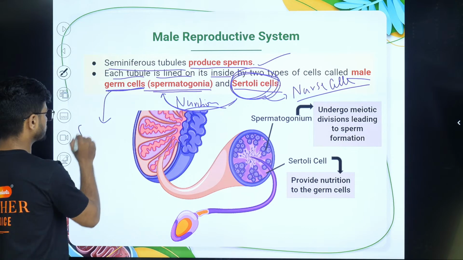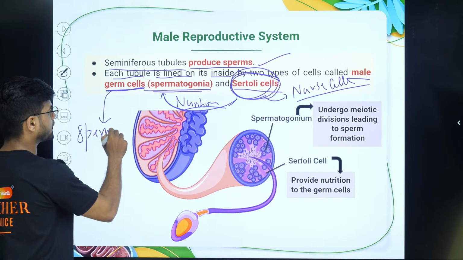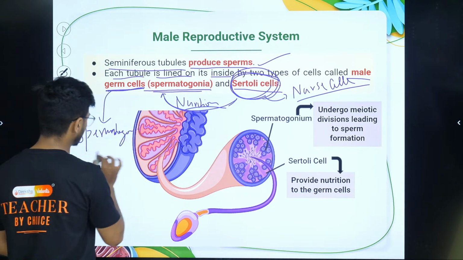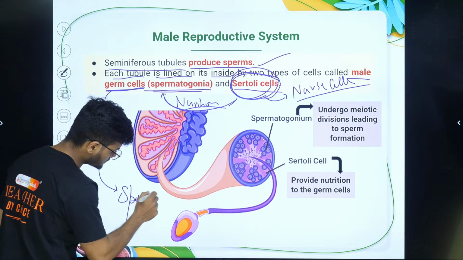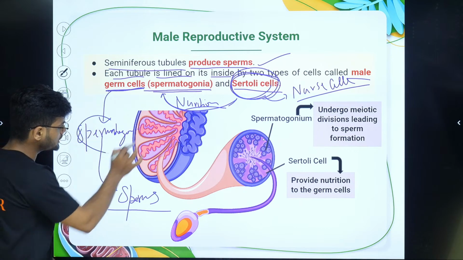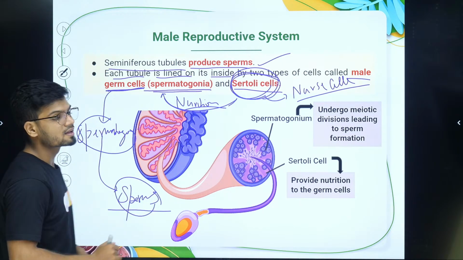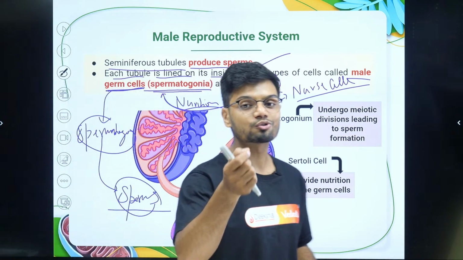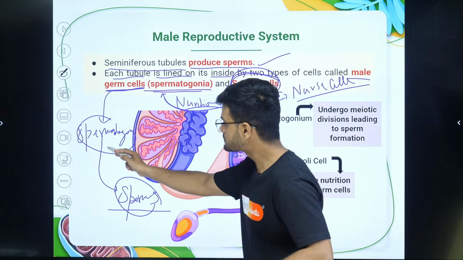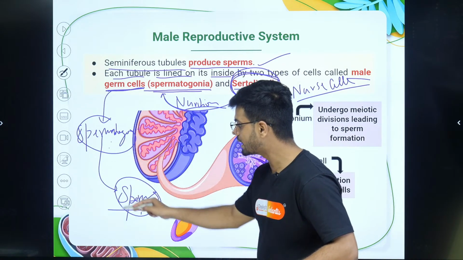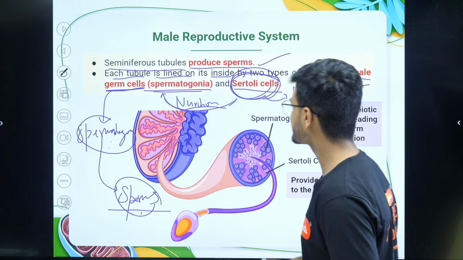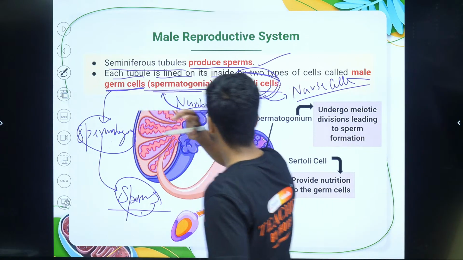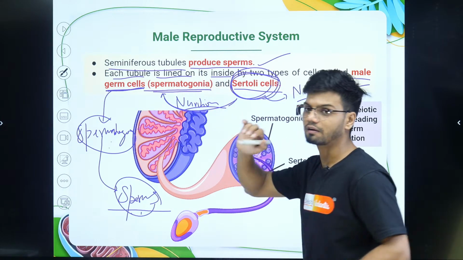So male germ cell, also known as spermatogonia, becomes sperms. The process from this to this is called what? Spermatogenesis. The process of spermatogonia to sperm, the entire process, is called spermatogenesis. Understood?